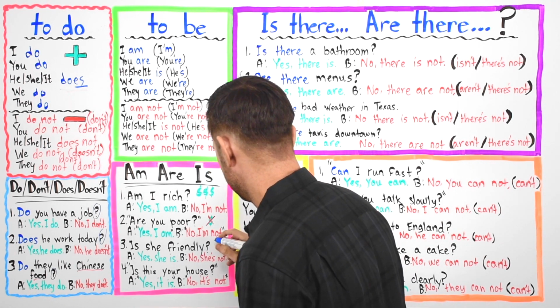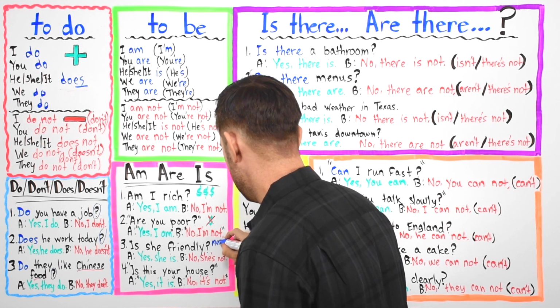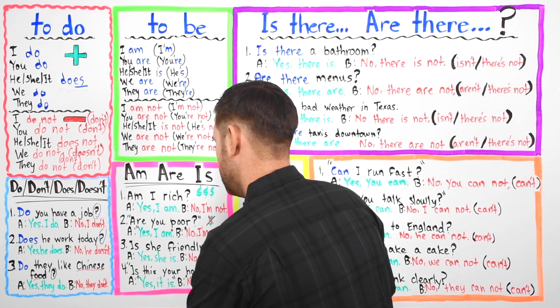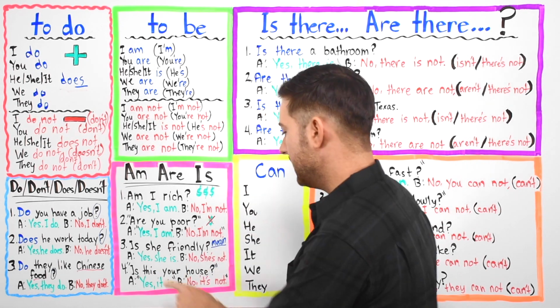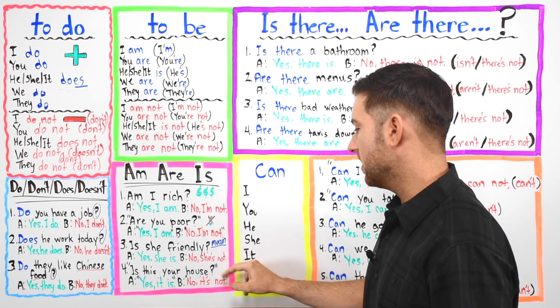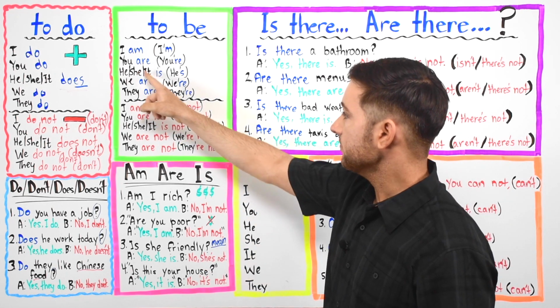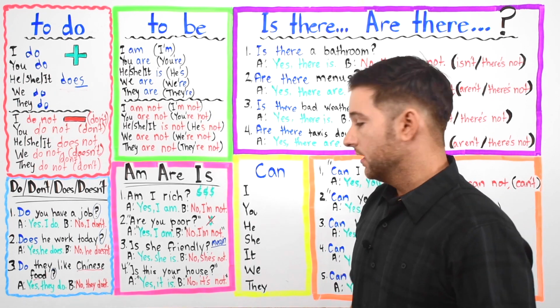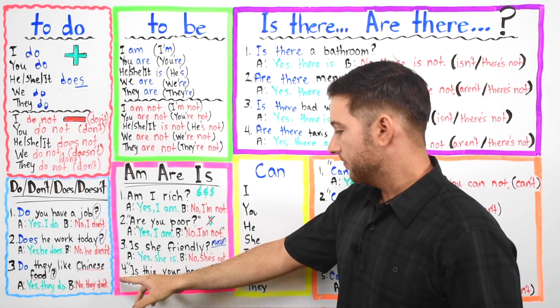I'll write it here. M-E-A-N, mean, okay? So you could say, is she friendly? Yes, she is. Or you could say, no, she's not. She is mean. Okay? All right, let's move on to number 4.